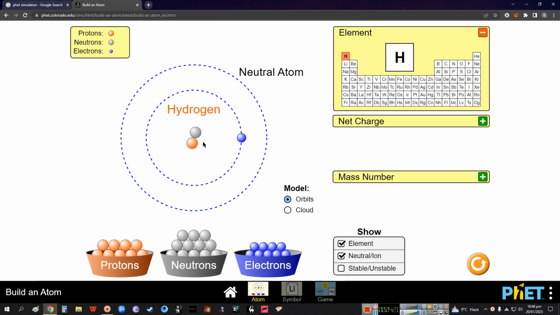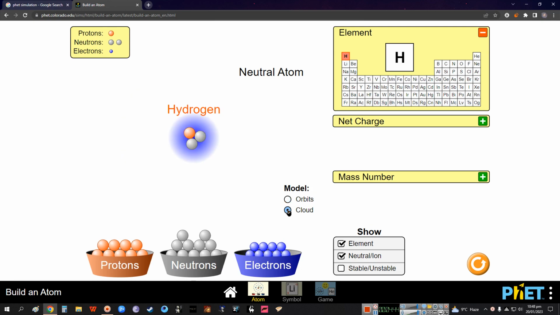That means the number of particles inside the nucleus vary, right? Now this is the second isotope of hydrogen, and if I add another neutron, which is a neutral particle and does not have a charge, the charge is still neutral as we have a neutral atom, but as you can see we have now three particles in the nucleus. We can view it as a cloud again, right?